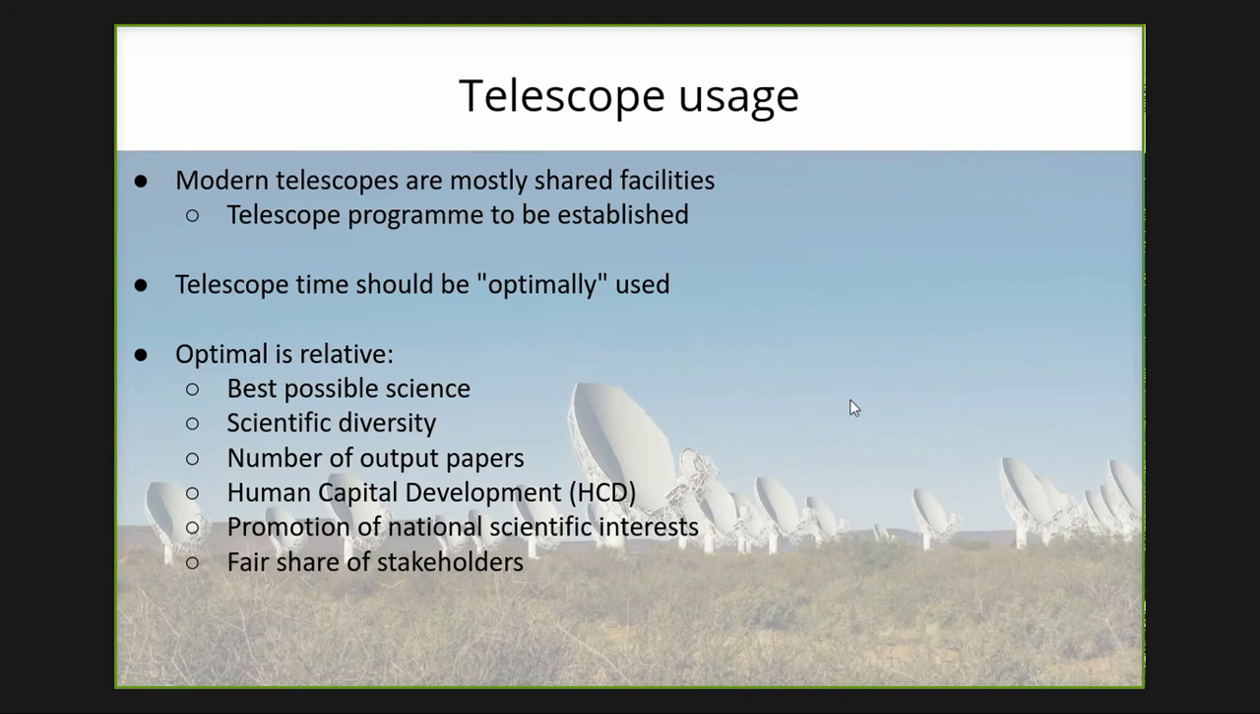If several countries have invested in a telescope, then they also want their scientists, their young scientists, to be supported as best as possible. So this is also an aspect that needs to go into gauging what is an optimal use of a telescope. Of course, since a community has invested money in a scientific facility, it is in their interest that their national scientific interests, their topics, are served. So a nation that is completely uninterested in aliens actually wants to use the telescope for something else. Their interests have to be taken into account in a certain amount or ratio as well.